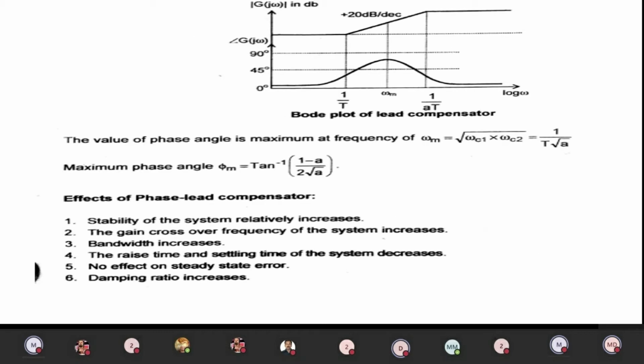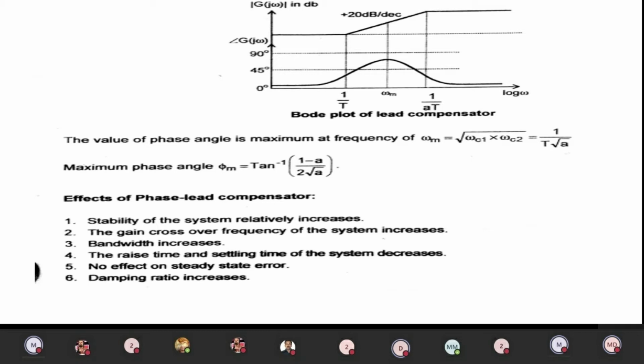And then we can see the frequency domain specification for the lead network. Here you can see the magnitude plot is zero and then increasing in nature. Similarly, the phase plot slowly increases to the peak value, the positive peak, and then it decreases. So here you can see the omega m and phi m values, how to determine them, and what are the effects of having a lead compensator.